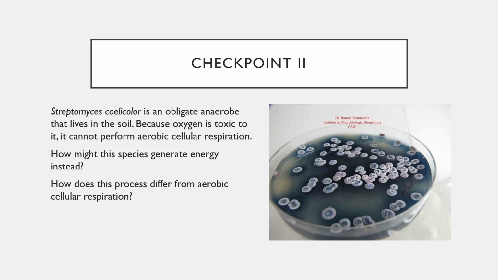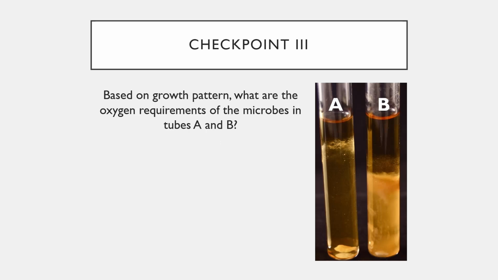Next, we have one more checkpoint where we're going to be looking at these two tubes of thioglycolate media. Based upon the growth pattern that you see in the tube, tell me what class of oxygen requirements would letter A represent and letter B. When you're looking at letter A, there is a little bit of residue at the bottom, but this is the settling of dead cells out of the culture. So ignore that, and pay attention to the stripe of growth that you see right here in tube A.